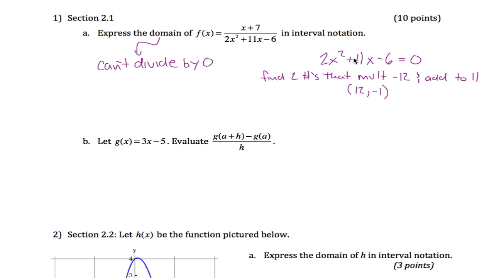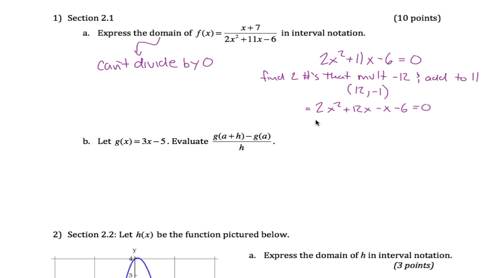And then we're going to replace 11x with 12x minus 1x. So we get 2x squared plus 12x minus x minus 6 equals 0. And we haven't solved it yet, but we've changed it from 3 terms to 4 terms, which will be easier to factor. Factor by grouping.